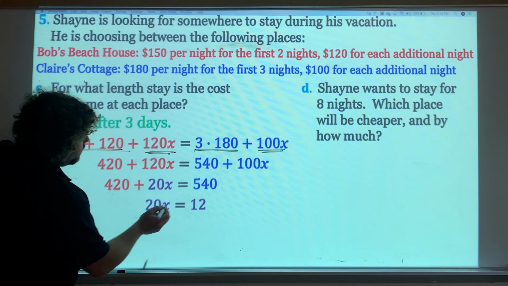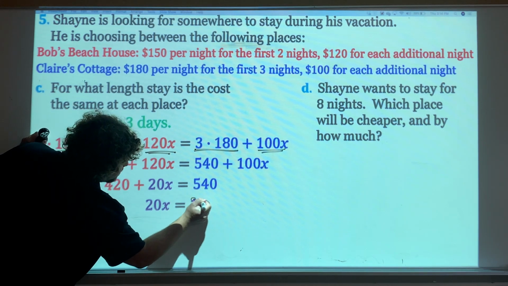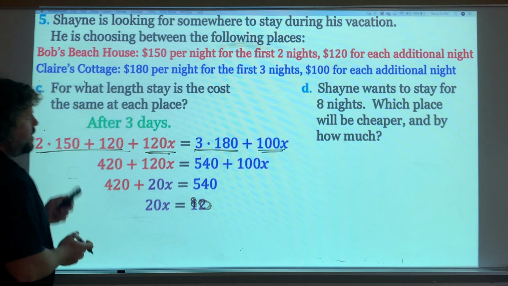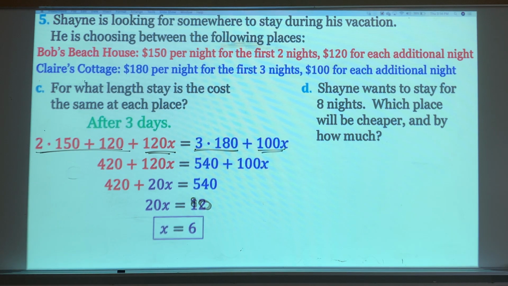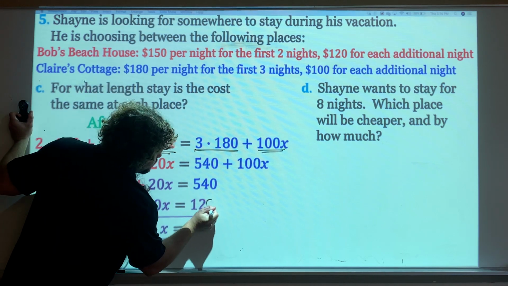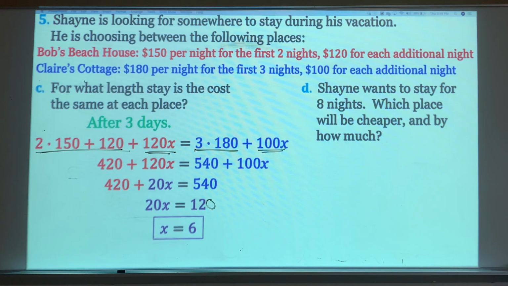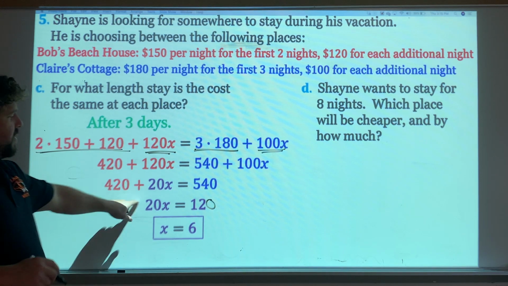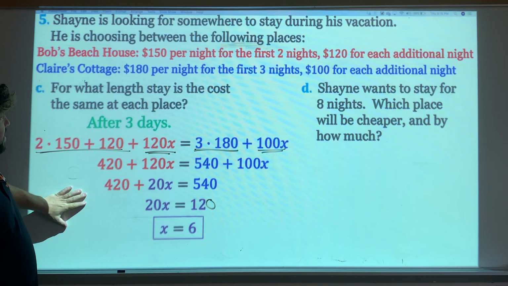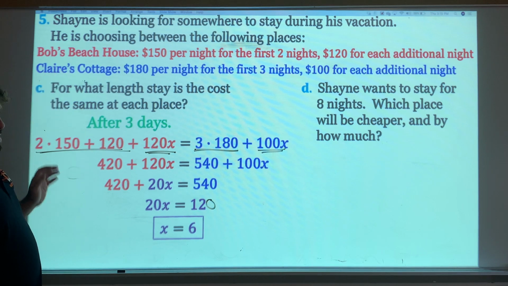Where do you get 12 from? You get 120. All right, 120 divided by 20 is 6. My math's slipping on there. Should be a math teacher, right? Now it's just a typo. Because I divide both sides by 20, so after 6 days, they cost the same.